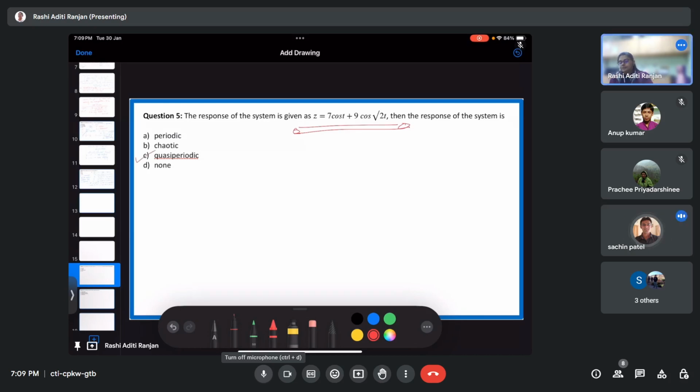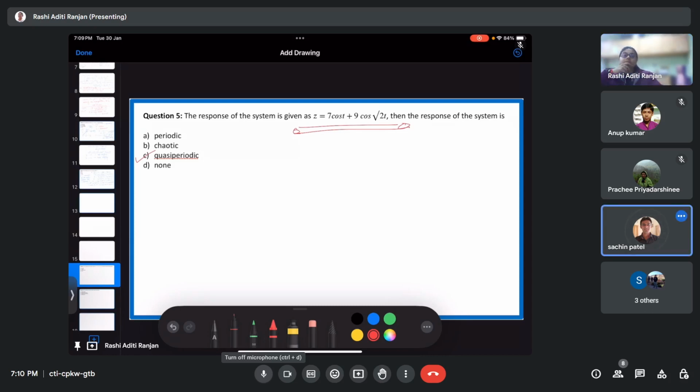Quasi periodic. Yes, it is quasi periodic, because omega 2 by omega 1 is root 2. So what does root 2 say?